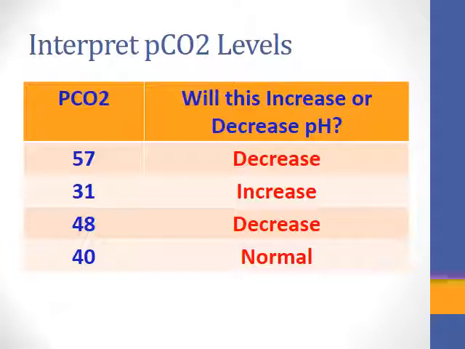57 is elevated. It's higher than the 45, so that means that my pH is going to be lower. It's going to decrease. So if I have a PCO2 of 31, that's lower than my range. It's lower than 35, so that means my pH will increase. They're just opposites. So if my PCO2 is 48, that's higher than my range top number, which is 45, so that means my pH will decrease. And then again with the 40, remember 40 was right in the middle, and that is normal. So there won't be an increase or decrease.